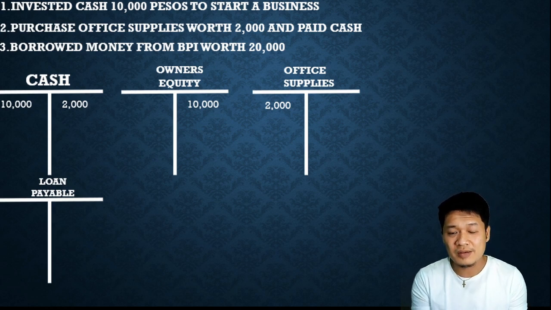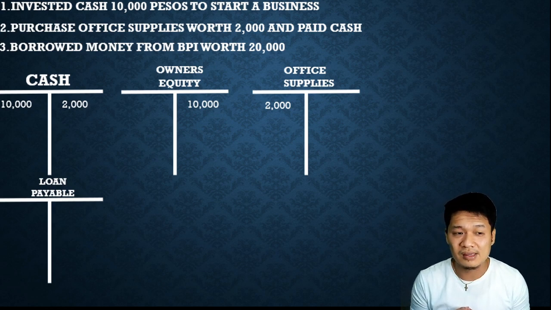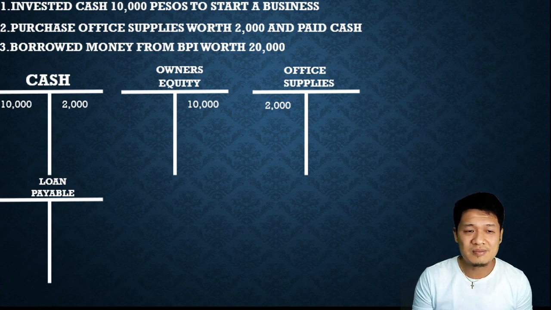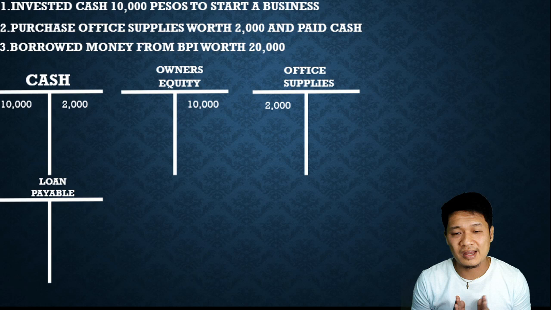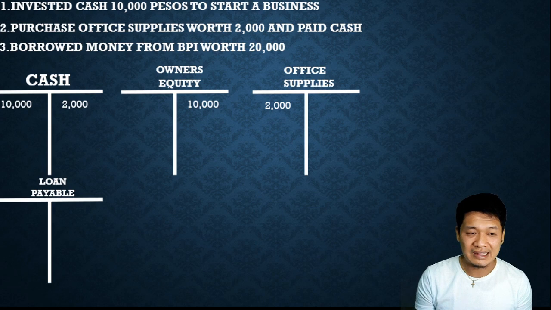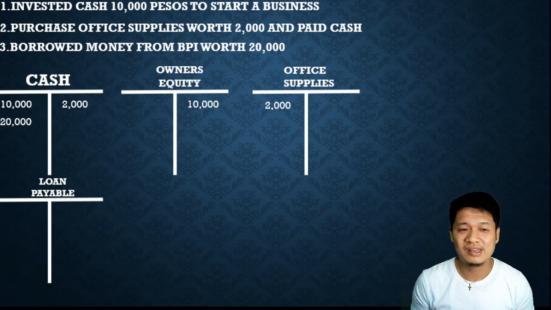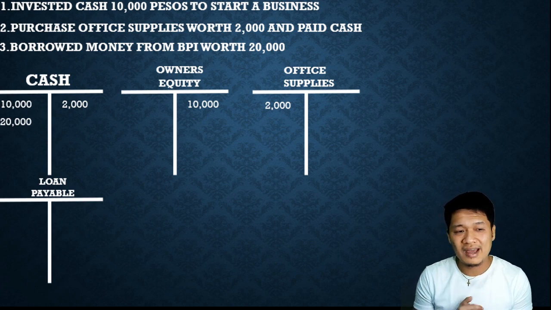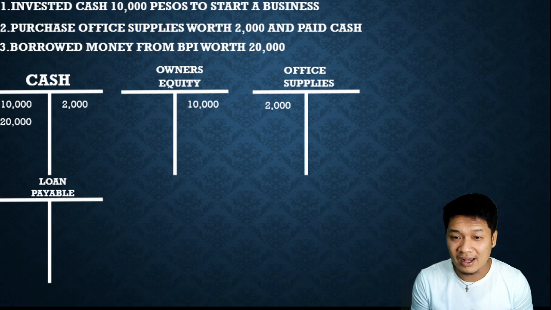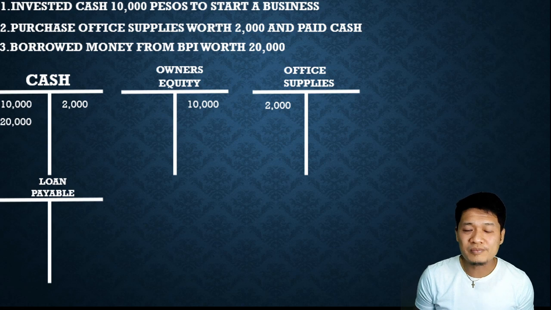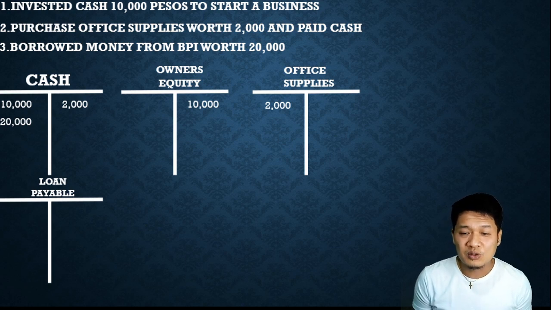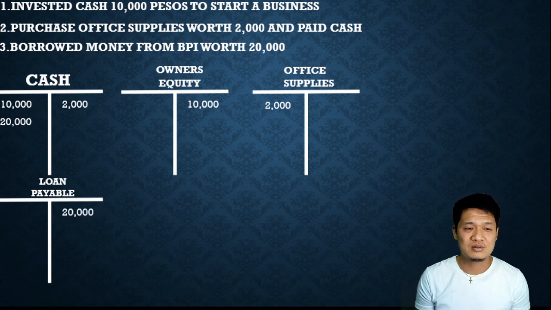So nung humiram tayo ng pera, syempre, ibibigay yung pera sa atin ni BPI, tama? So nung binigay sa atin yung pera ni BPI, ibig sabihin, nadagdagan yung pera natin. And again, nadagdagan yung pera natin, i-record natin si cash sa normal balance, and that is for debit side, 20,000 pesos. And syempre, nung binigay sa atin yon, dahil nag-loan tayo, nagkaroon tayo ng utang. Nadagdagan ang utang natin. So, we need to record loans payable to its normal side or increasing side, which is credit.